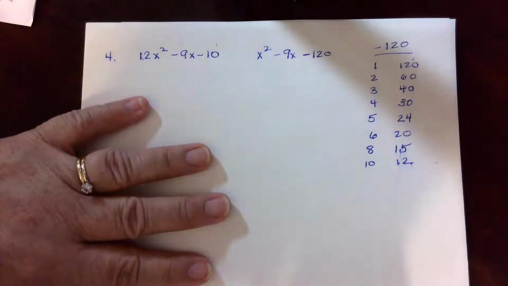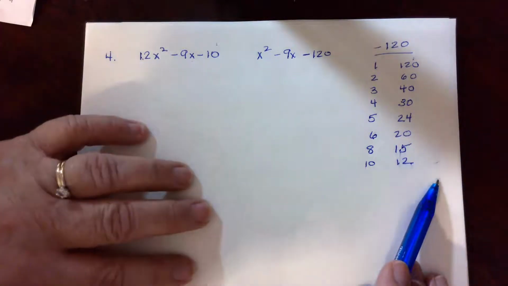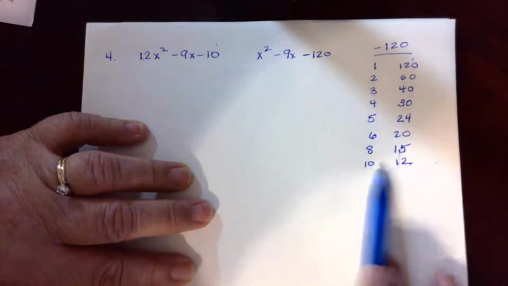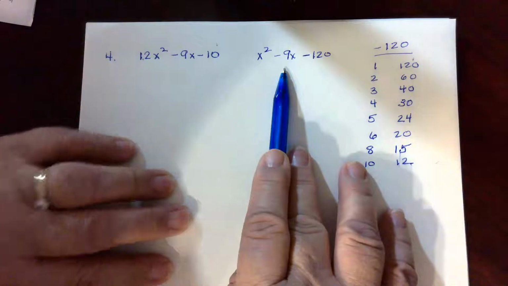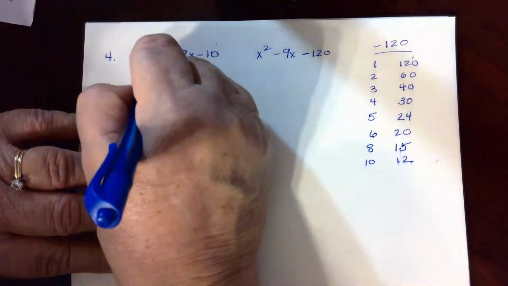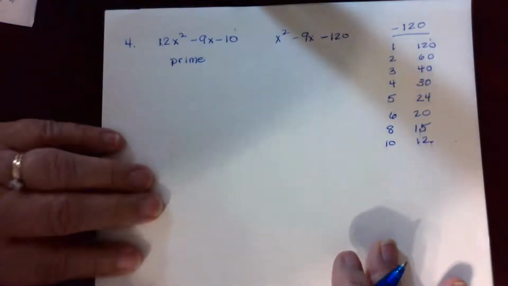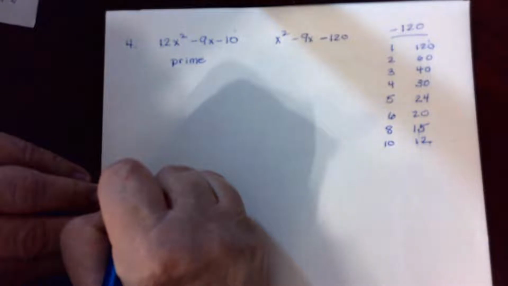Have I picked another problem that's prime? I sure have. Okay, I did not mean to do that. This is another one that's prime because there's no combination of these numbers that can give you 9. So we'll write prime again. Alright, I'm sorry. I didn't mean to do that. I meant to pick one that actually could be factored.